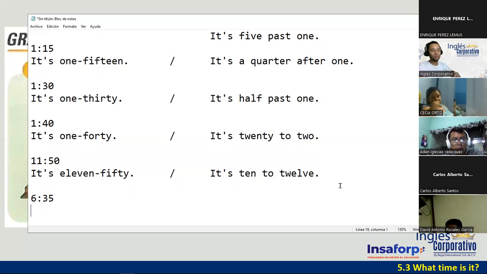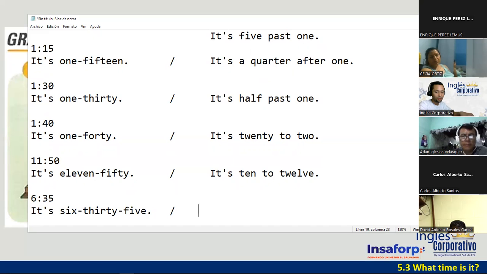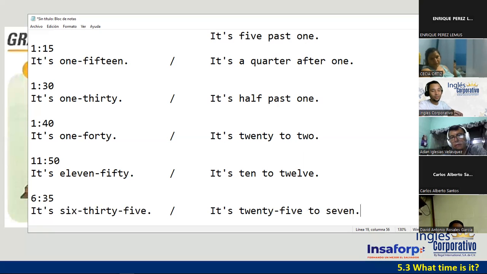Veamos. ¿Quién se anima? What time is it? Cecia. It's 6:35. Okay, it's 6:35 or is 25 to 7. That's correct. Okay. It's 6:35 or it's 25 to 7.